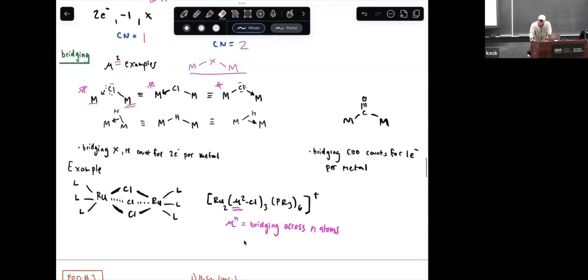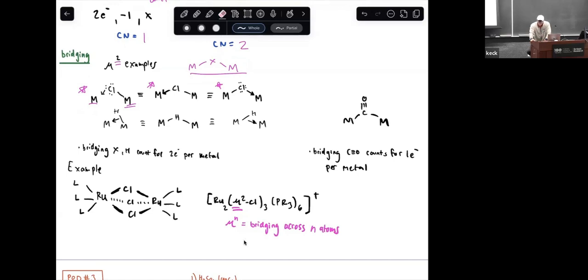Now, on the right, we have a different case. So all the cases on the left are where the bridging element is an X-type ligand. Another common bridger is the CO ligand. And what's different about a CO ligand is that it's an L-type neutral donor.